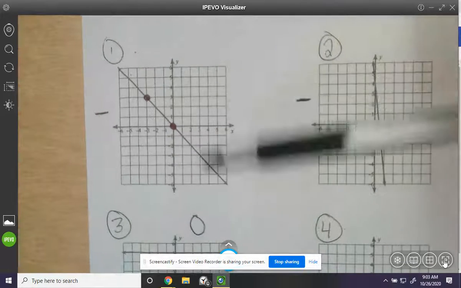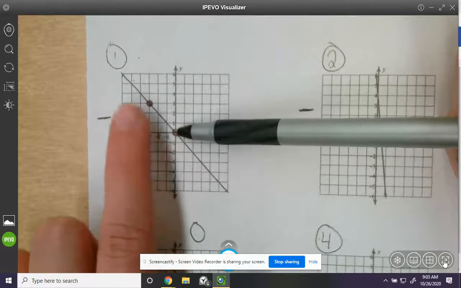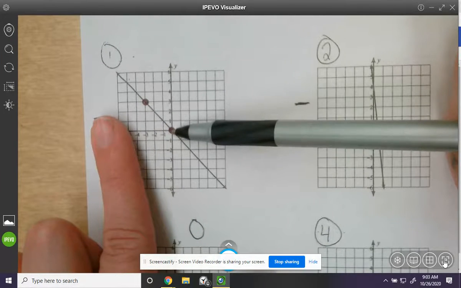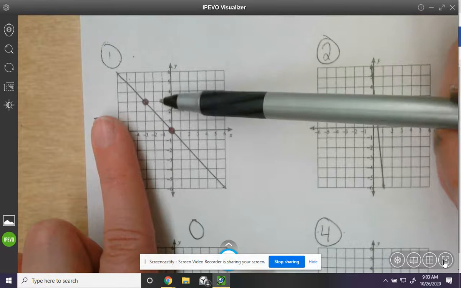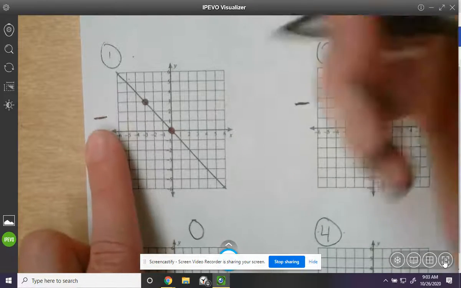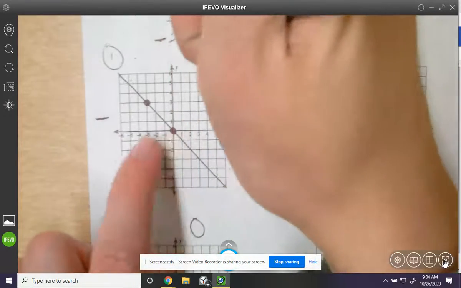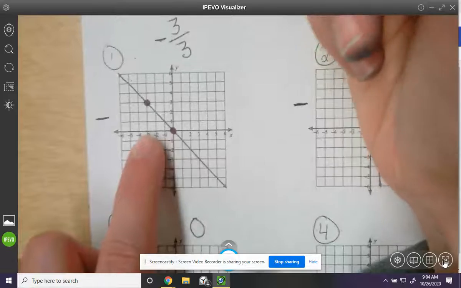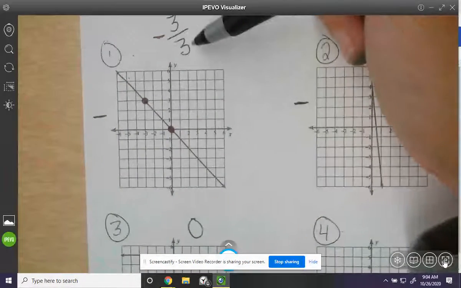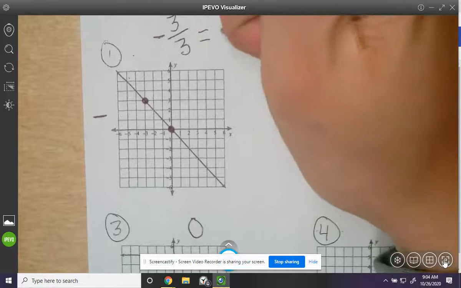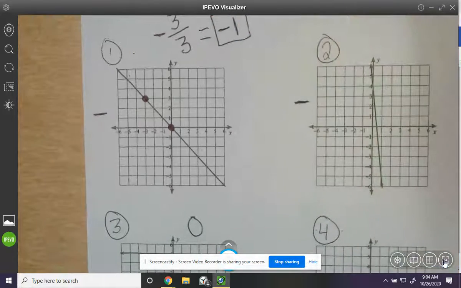I always start with my lowest point, and then I say, how far up do I have to go until I get to this point? Well, I go up 1, 2, 3. Now how far over? 1, 2, 3. So remember my slope is negative. I went up 3 and then over 3. Okay, so negative 3 over 3 is a negative 1. You simplify it if you can.